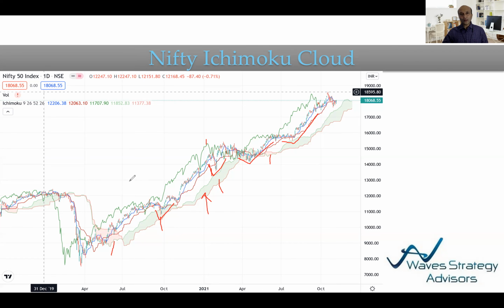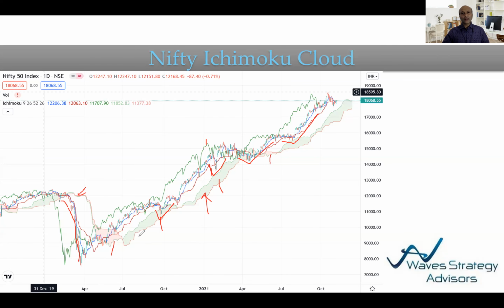But what happens when the support breaks? Look at what happened in 2020. Before that crash, there was the support breach when prices decisively moved below the cloud and the cloud turned red in the future. Right now, the future has not turned red yet, and prices are still above the cloud. But when that happens, you saw a sharp decline on the downside.